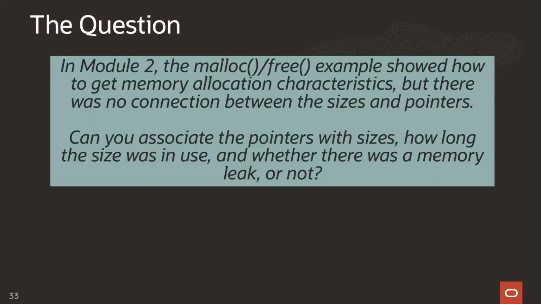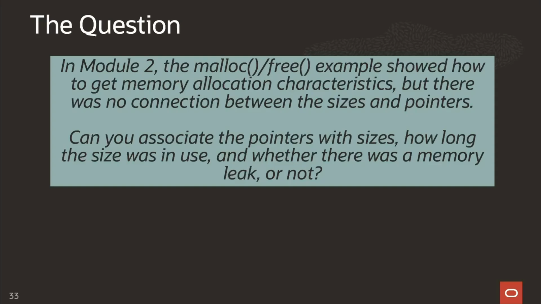In the last example, I'd like to look at the malloc and free example that I discussed in module 2. There I was showing how to get memory allocation characteristics like how many bytes were allocated and so forth. But there was one thing that was missing. I could not give a connection between the sizes and the pointers. So you malloc a certain size and you get a pointer, and it could not link those two together. Now the question is, can you do that?